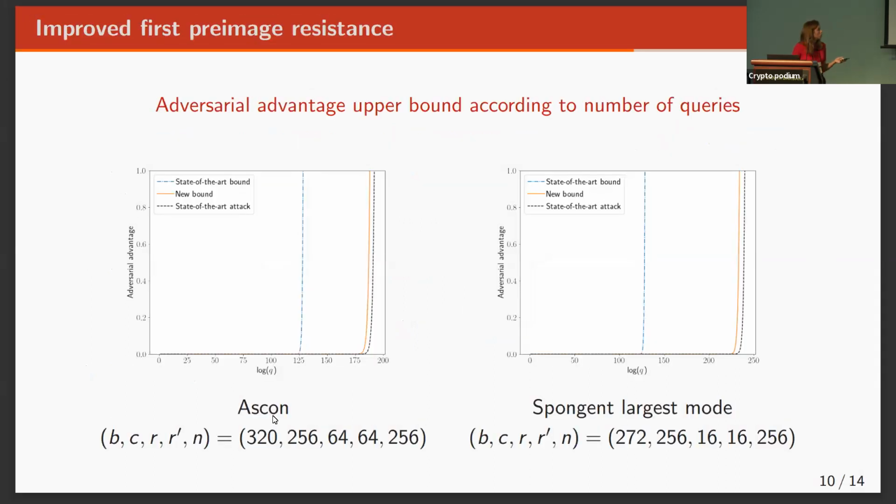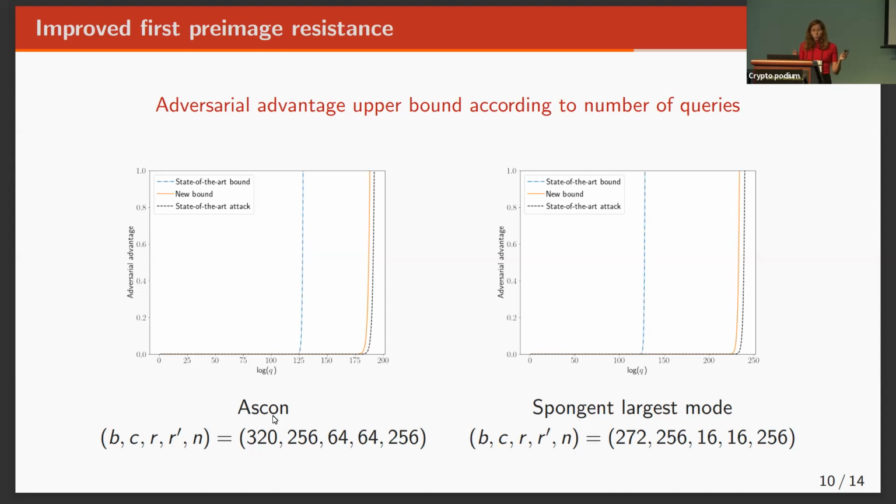So more concretely, here we plotted the adversarial advantage according to the logarithm of the number of queries for two different parameter sets that correspond to two different schemes, ASCON and Spongent largest mode. For ASCON, the state-of-the-art bound guaranteed preimage security up to 128 bits, and the new bound lifts security up to 192 bits. In particular, the graph almost overlaps with the graph of the state-of-the-art attack, and the difference is only due to constant factors. Now for Spongent, the state-of-the-art bound is almost the same one as ASCON, so 128 bits. And in this case, our bound improves even more because it gives preimage security up to 240 bits.